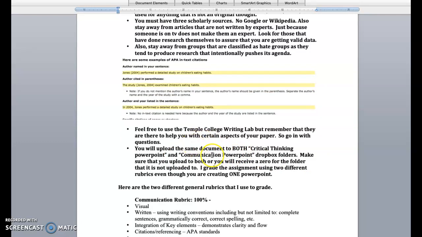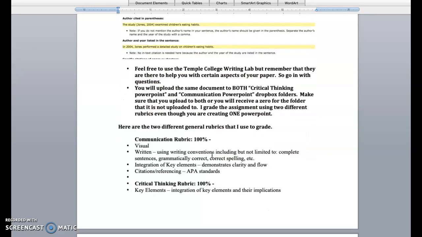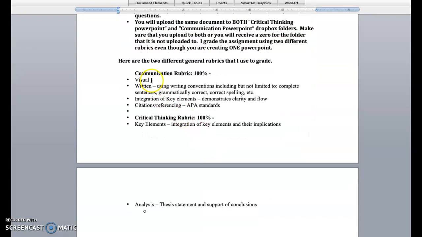Writing lab, we already talked about making sure you put it in both drop boxes. Here's the general rubric that I use. When I'm looking at communication, I'm looking for how visual it is. Is it pleasing? Did you use transitions? Did you use headings? Just anything to make it easier to read. Here you've got the key elements that we were talking about, APA standards.